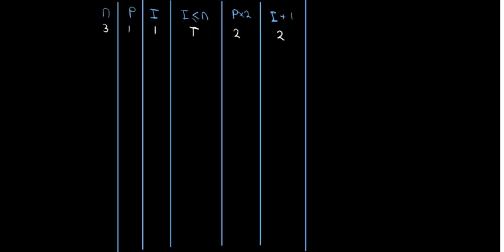So now what's the new value of p? P becomes 2, I becomes 2. Is I still less than n, which is 3? Yes, that is true, right? And then what are we going to do there?